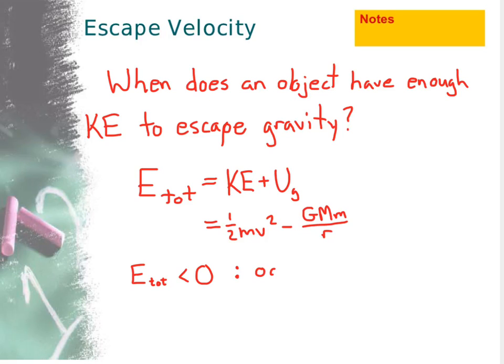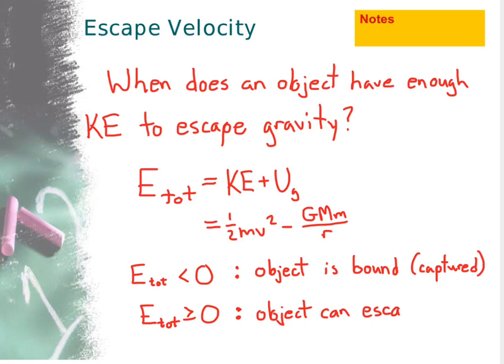Because it turns out that when your total energy is less than 0, then the object that we're talking about is bound, or captured, by Earth's gravitational pull. So when this sum is less than 0, we can't escape Earth. It's impossible. If we throw ourselves up as fast as we can, and our total energy is less than 0 according to this formula, then we're still going to be captured by Earth's gravitational pull.